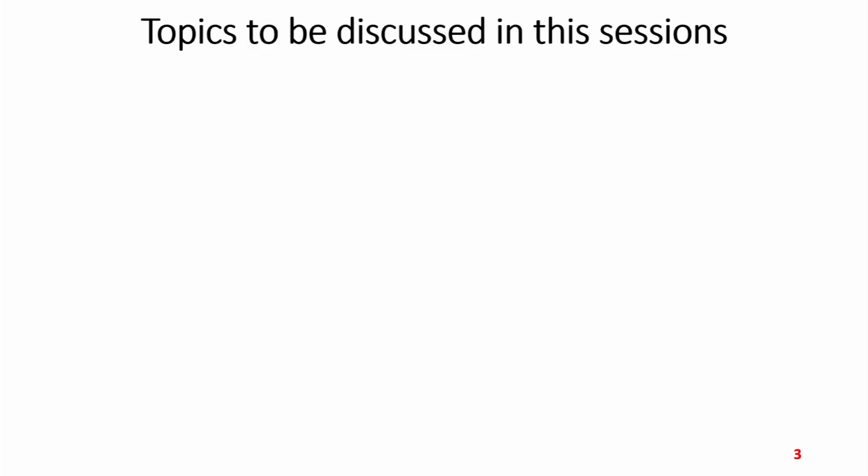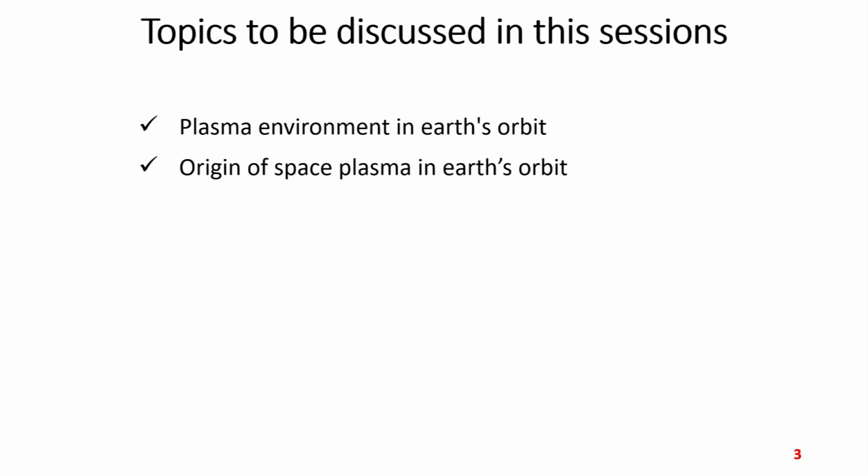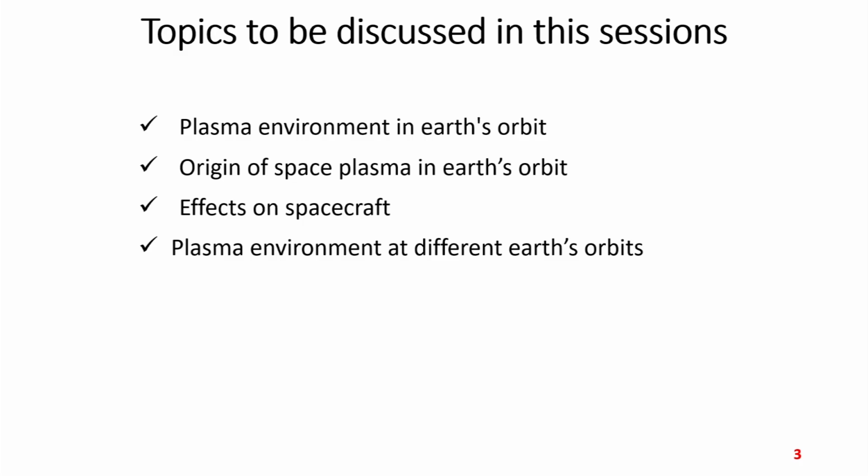So, now we will start the effect of the plasma environment on spacecraft. We will have several sessions to discuss in detail how it affects the health of the spacecraft. Before that, we will see what the origin of the space plasma is in the Earth's orbit, what the components of the plasma environment there are, and how it affects the spacecraft. We will see how its characteristics differ when you go from orbit to orbit.